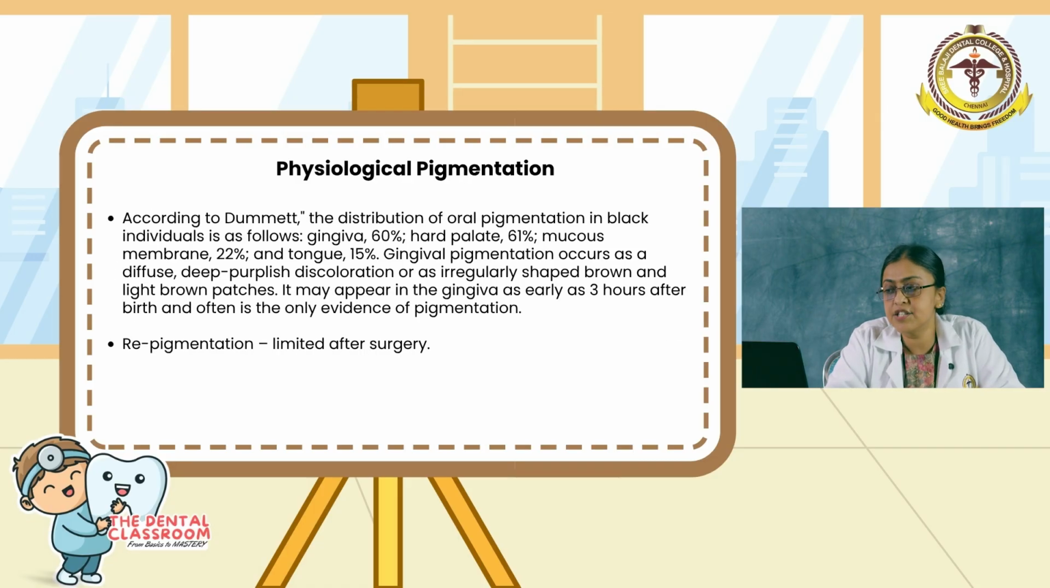According to Dummett, the distribution of oral pigmentation in black individuals is as follows: in gingiva, it is 60%, hard palate 61%, mucous membrane 22% and tongue 15%. Gingival pigmentation occurs as a diffuse deep purplish discoloration or as irregularly shaped brown or light brown patches.